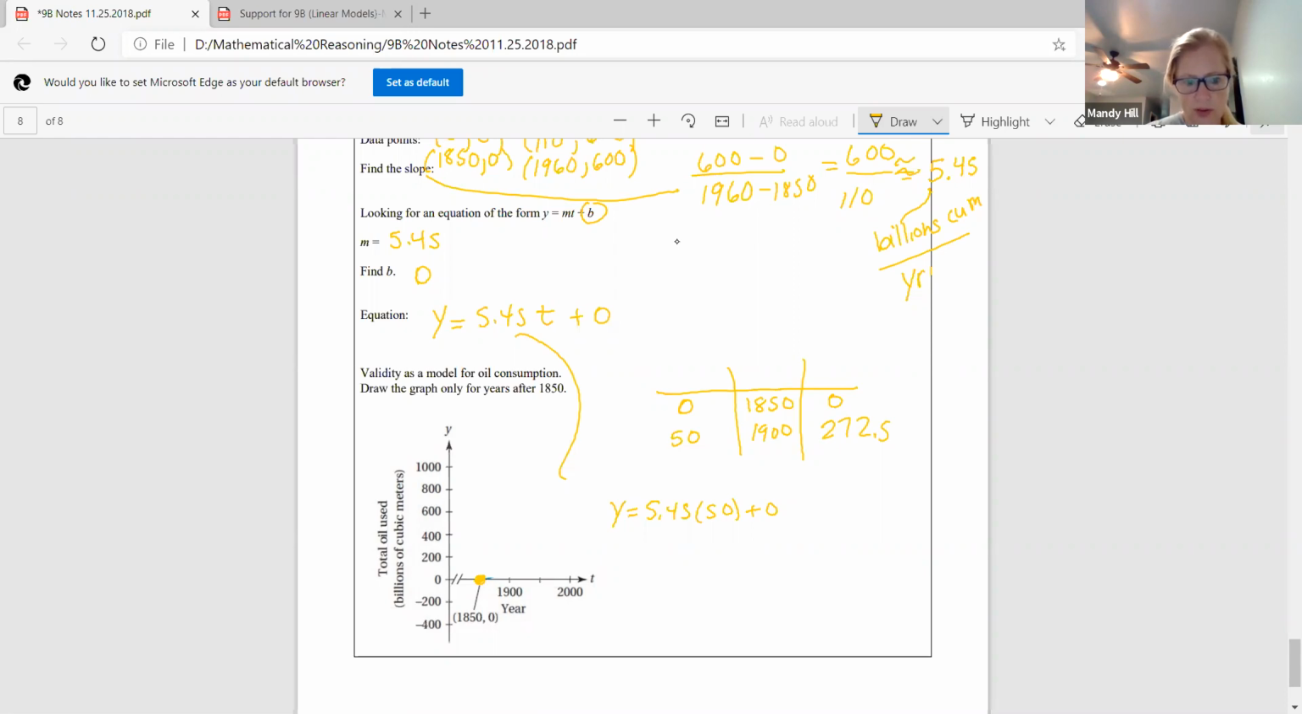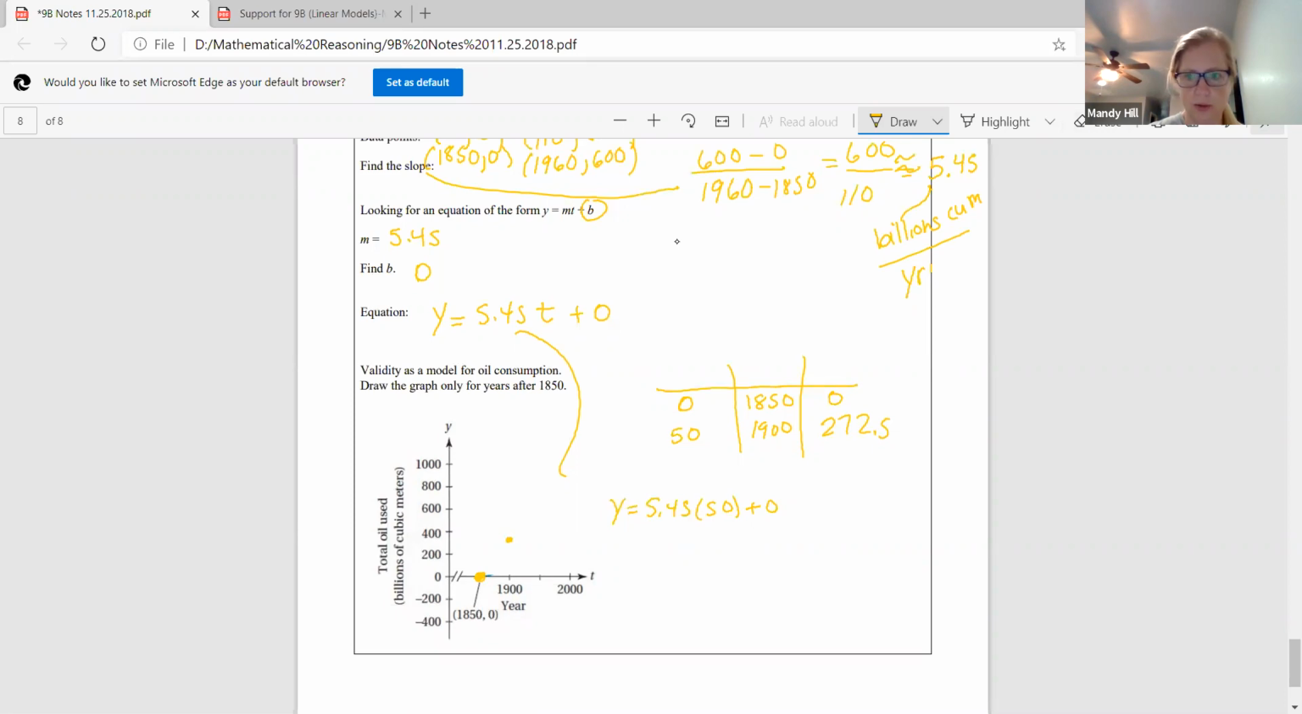So 272.5, somewhere around right in here. I know it's less than 300. That might be a little bit too high. 300 is about halfway in between those, so we know it's a little bit less than 300.